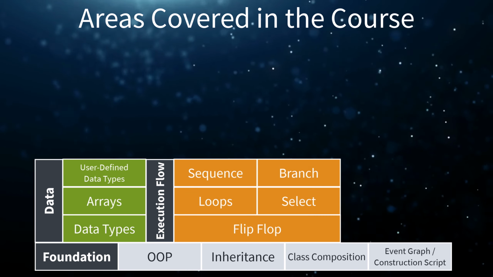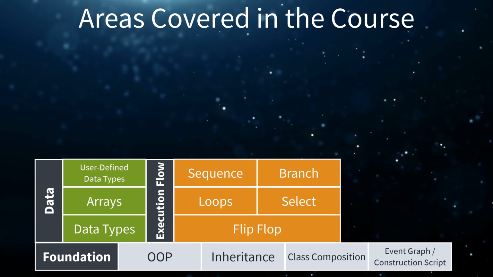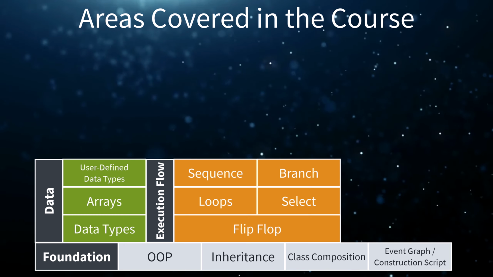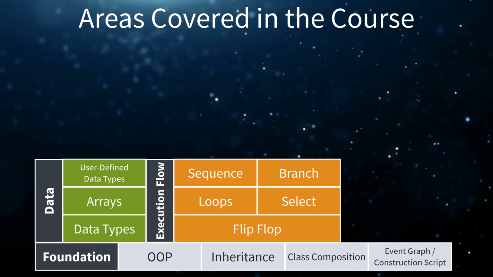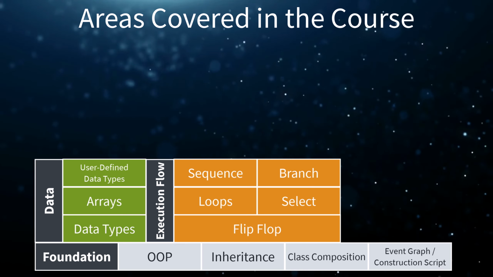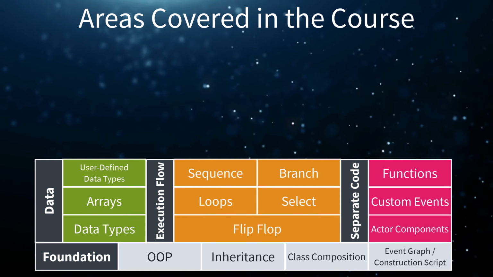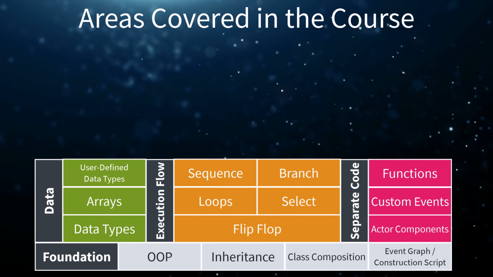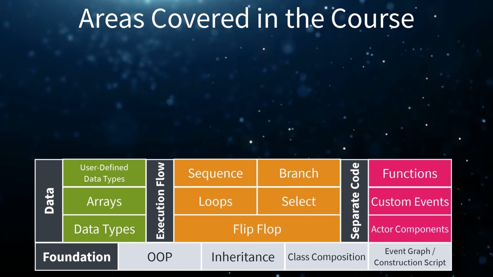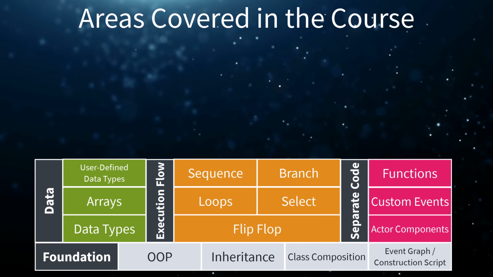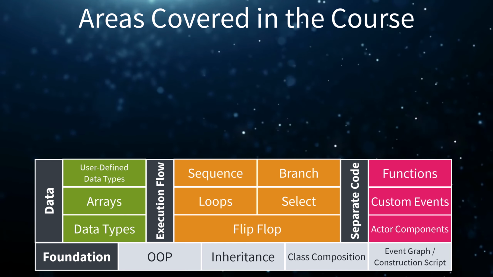We learned about execution flow by looking at nodes such as the sequence node, the branch node. We learned about loops and about the select statement. And we also learned about the flip-flop node. We also learned about ways to separate our code to keep it modular and reusable. We learned how to create functions, custom events, and our own custom actor components.